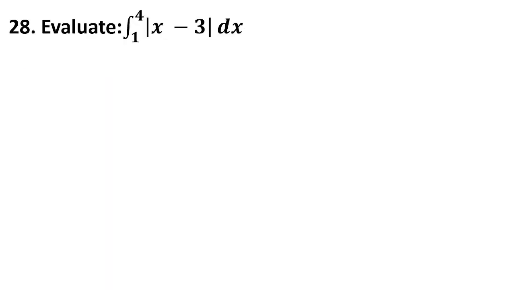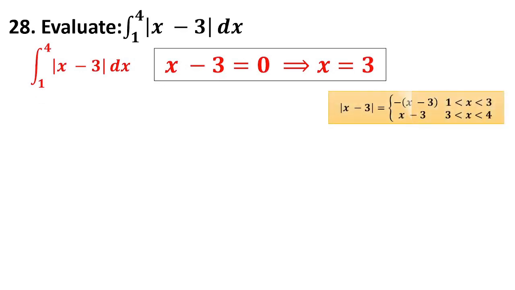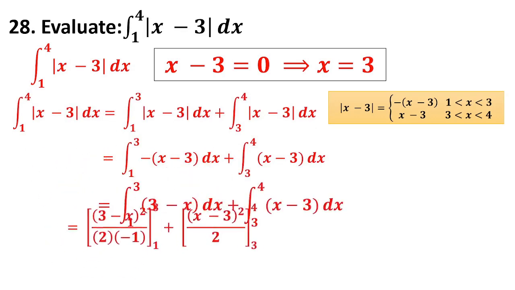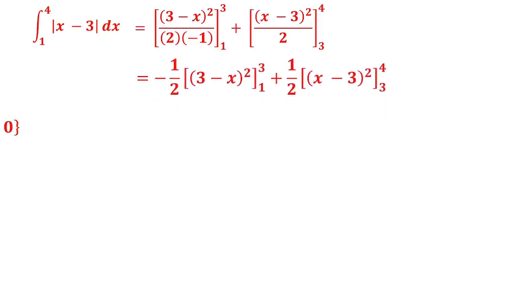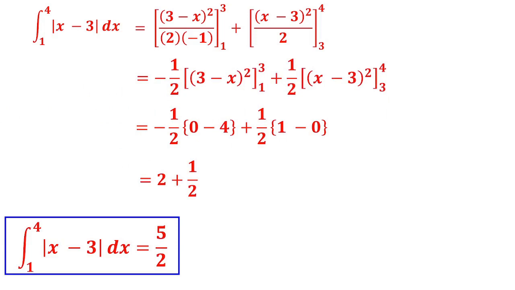Question number 28. Evaluate the integral 1 to 4 of mod x minus 3. Here you have to use properties of definite integral. By equating x minus 3 to 0, I am getting x is equal to 3. Therefore, from 1 to 3, it is minus of x minus 3. From 3 to 4, it is x minus 3. Split the integral into 2. For the first integral, it is minus of x minus 3. For the second integral, it is x minus 3. Now apply the formula. Apply the upper limit minus lower limit. Final answer 5 by 2.